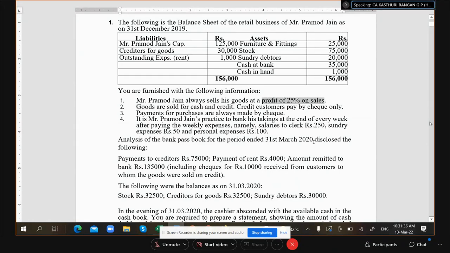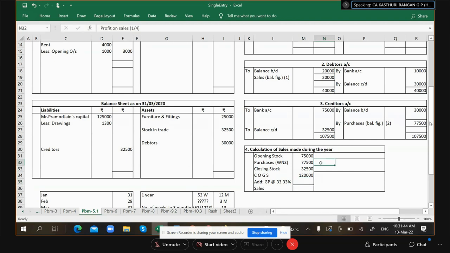Profit is 25% on sales. But we have determined the cost. So therefore, friends, if the profit on sales is 1 by 4, it is 25%. Therefore, profit on cost will be how much? 1 by 3, that is 33.33%. Clear?